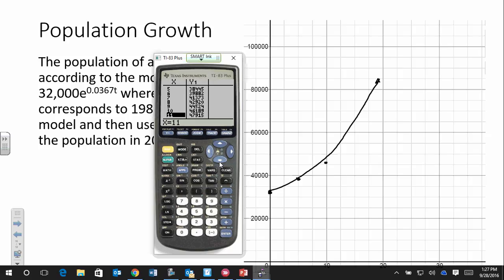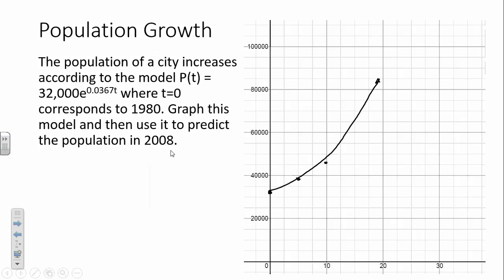Okay? And then, what are they wanting us to do if they tell us that they want us to find the population in 2008? This model is based on year 0 being 1980, right? So how long after 1980 is 2008? 28 years. So we know we're doing something with 28. What are we going to do with it? Yeah, plug it in for t. So we need to find out what 32,000 times e to the 0.0367 times 28 is.